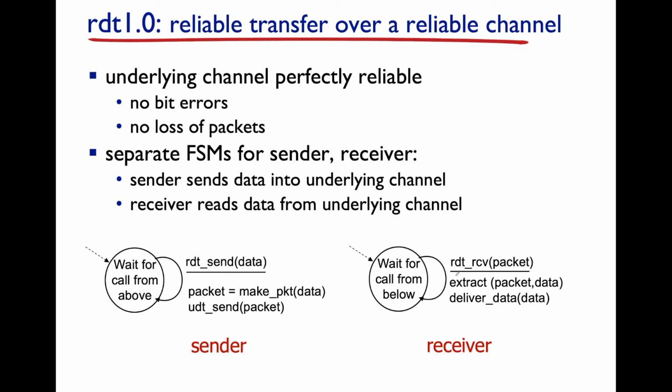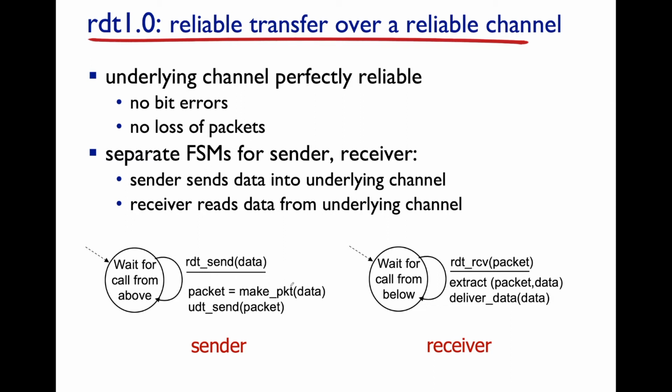We start out and we wait for a call from above. So that's going to be a socket send for the application on the sender side. And we have the sender here on the left and the receiver on the right. So RDT send is called. So the message data from the application, someone does a socket send, RDT send from above is the event that occurs. So we take this transition, the self transition.